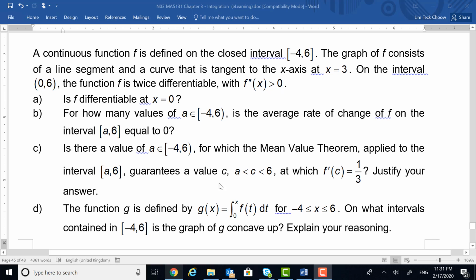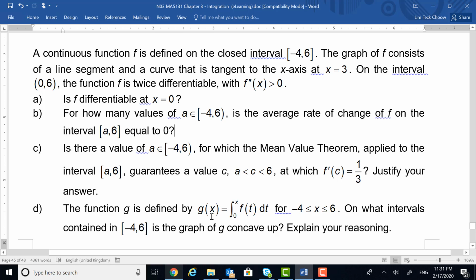Then next is part D. Part D is where you have to use the second theorem. In this part D, you ask now, what interval does G concave upward? For G to concave upward, concave upward means it's a U shape, and concave upward also means that the gradient actually increases.